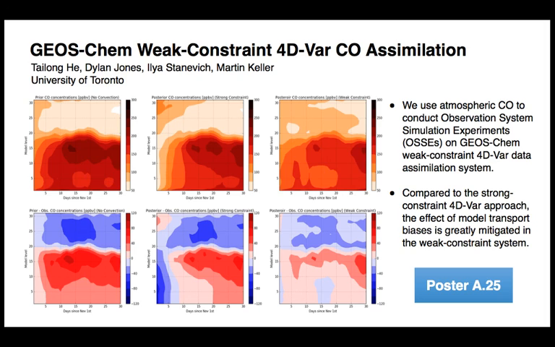We conduct a series of observation system simulation experiments on the GEOS-Chem weak-constrained 4D-Var data assimilation system using carbon monoxide pseudo observations. Results show that compared to the strong-constrained 4D-Var approach, model transport biases are captured and greatly mitigated in the weak-constrained system. Thanks.